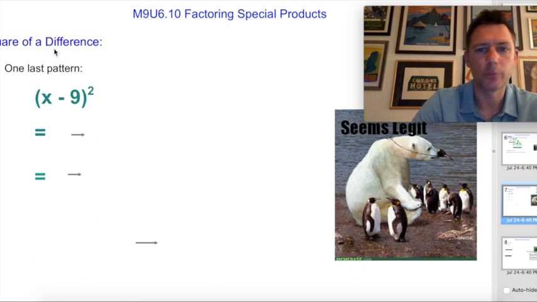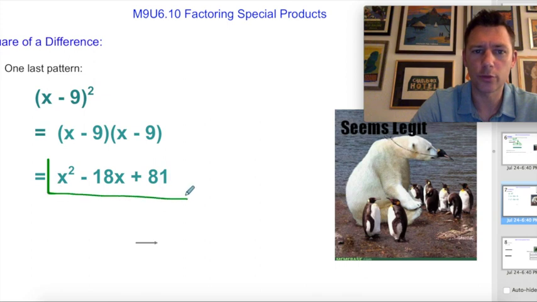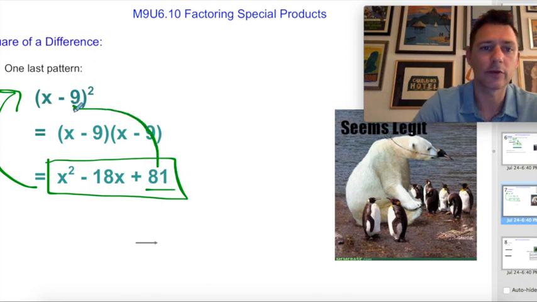Oh, one last pattern, same sort of idea. If you were trying to write this out, if you expanded it, it would look like that. Take that and FOIL it, multiply it. You end up with this, right? So that's fine. We usually are working from here since we're factoring and working backwards. So one thing that you notice is this is a perfect square, right? And its square root is 9. And if you double 9, you get 18.